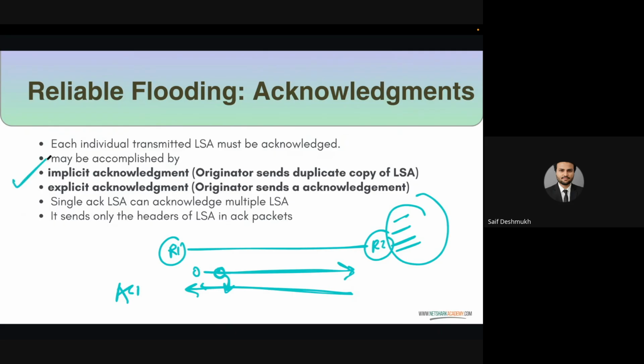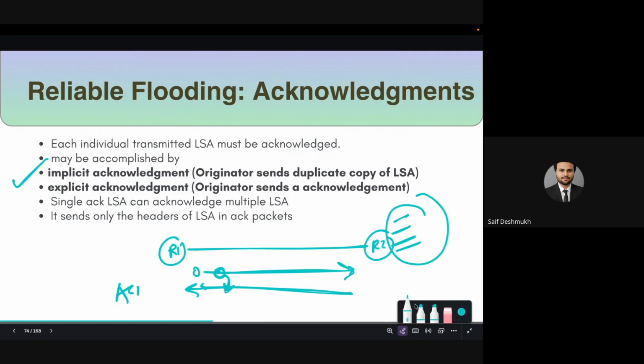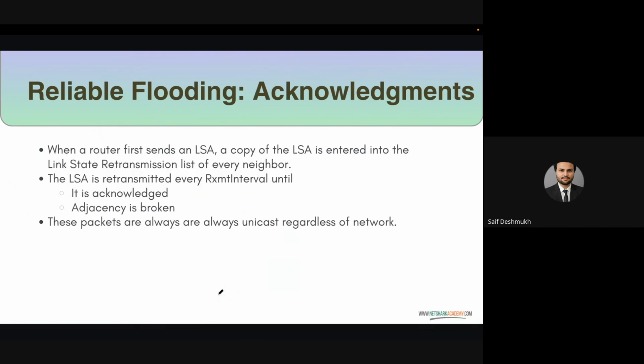We're not sending any acknowledgement packet here. The update packet is acting as my acknowledgement. Explicit is something like, hey, this is not going to cut it, because what you sent me was not actually the same. So this is not going to be considered an implicit acknowledgement. You have to send me an LS ACK packet, acknowledging pretty much everything by sending LSA headers of what I sent you, so that I know that you have actually received it, for the purpose of acknowledgement.